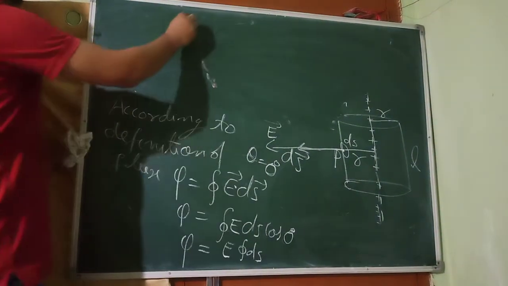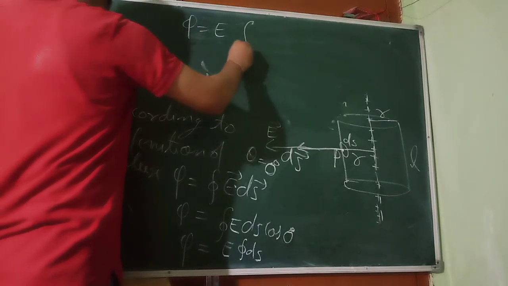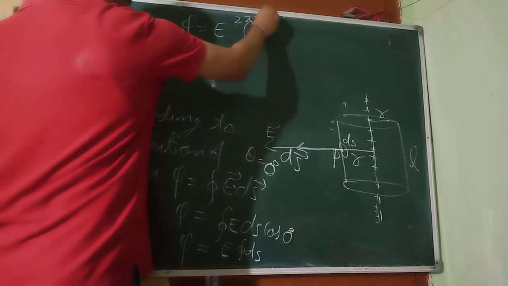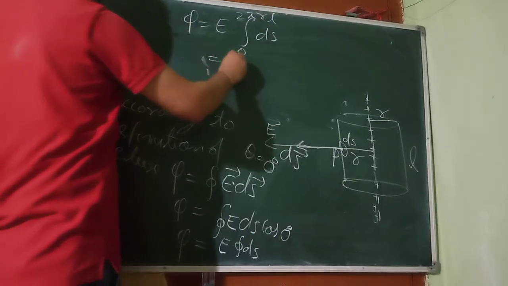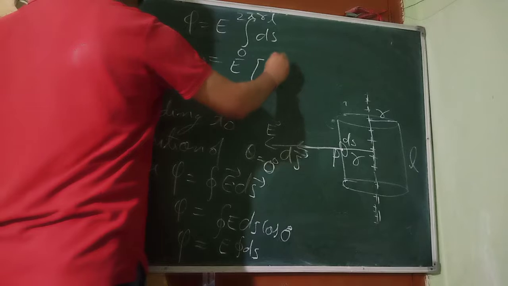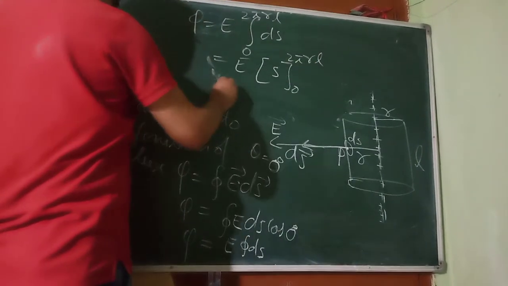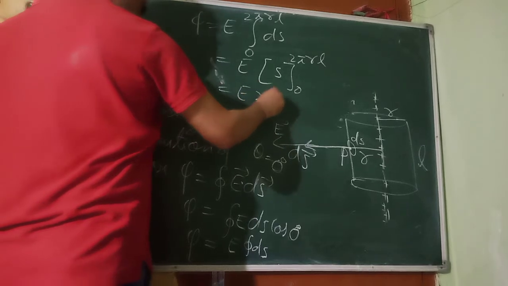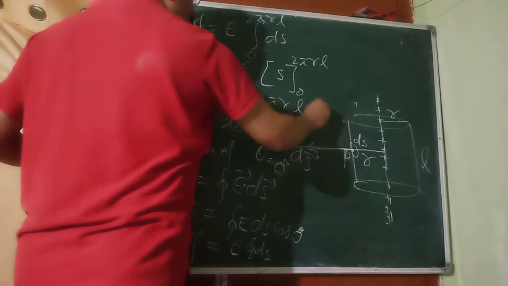So from here what we get? Phi is equal to E, integration is from 0 to 2 pi r L, and this is ds. As you integrate, what will you get? E times the integral from 0 to 2 pi r L. So you can write E into 2 pi r L. That is your flux. This is our equation number 1.